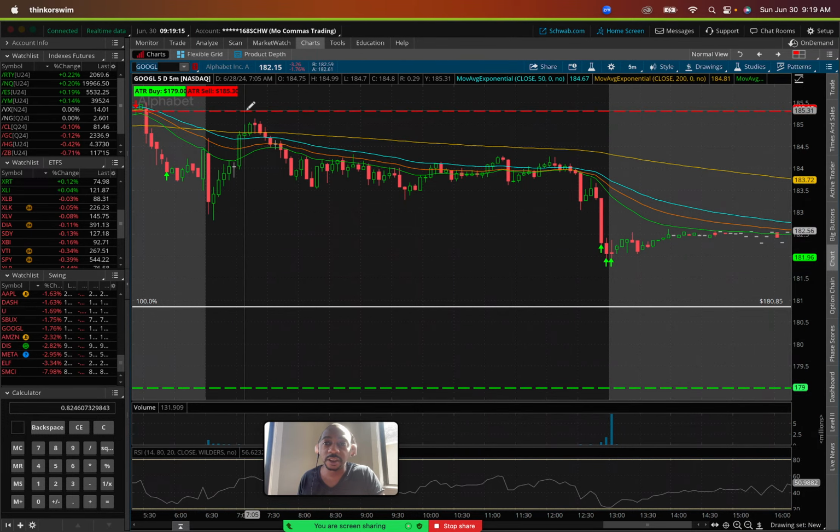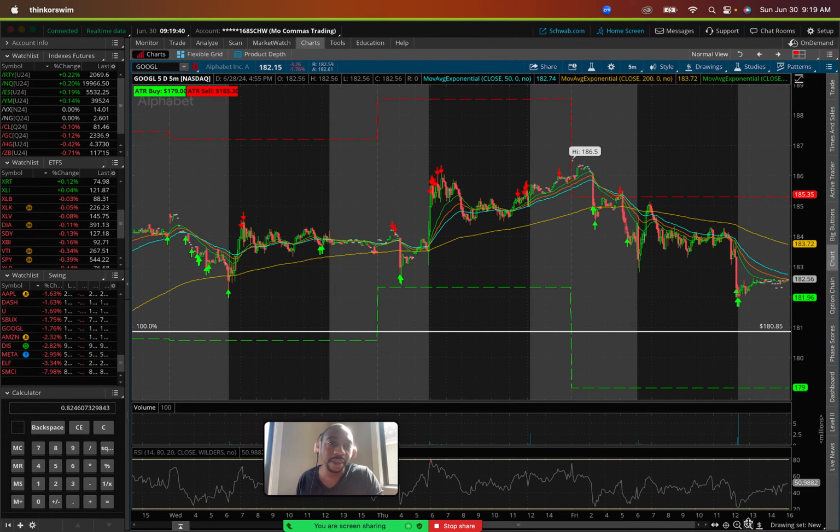Because the average true range is like how much the stock price is likely going to move either up or down that day. Here's the high range, here's the low range. So if it gets to the high, this is a good place to short. If it gets to the low, this is a good place to buy. And look, even in after hours, that was a great place to sell, right?